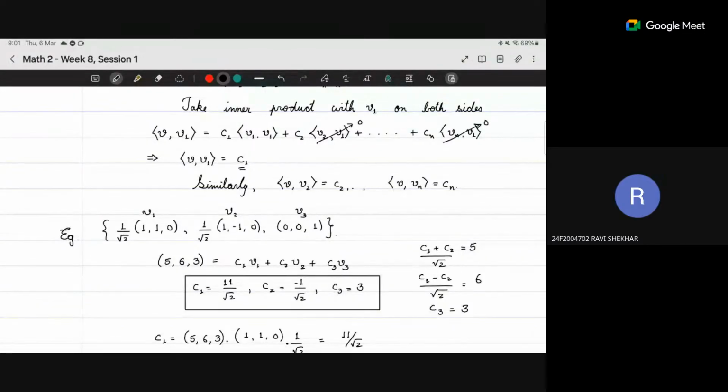Okay, so if I want to find the coefficient, say C1, all I need to do is multiply the given vector with the first basis vector. If I want to get the ith coefficient, the coefficient in the linear combination of Vi, I take the inner product of the given vector with Vi. So the ith coefficient Ci is obtained by taking the inner product with the ith basis vector, if your basis is an orthonormal basis.